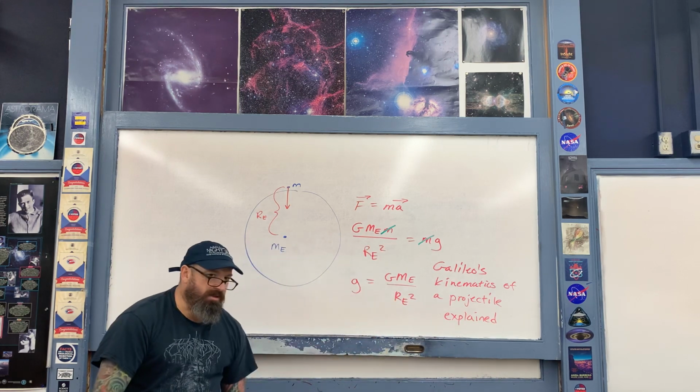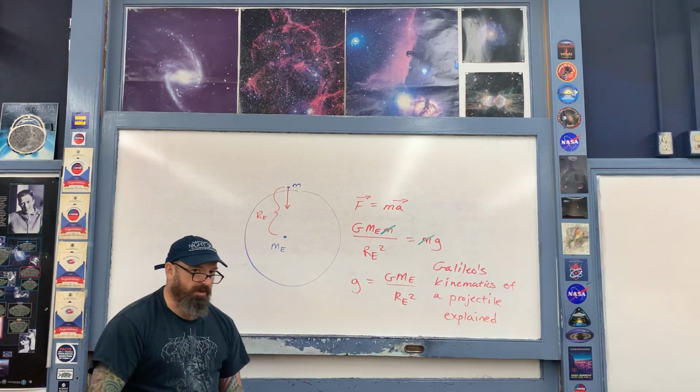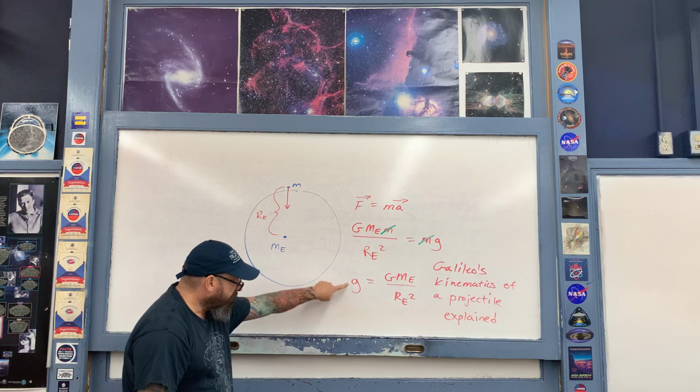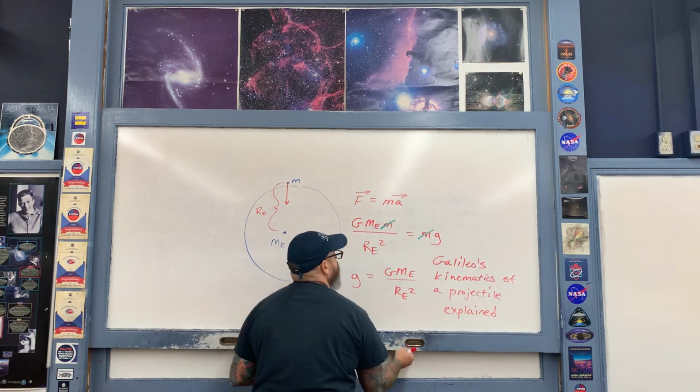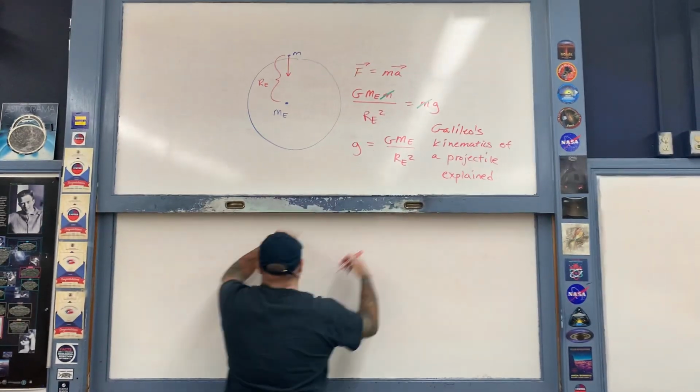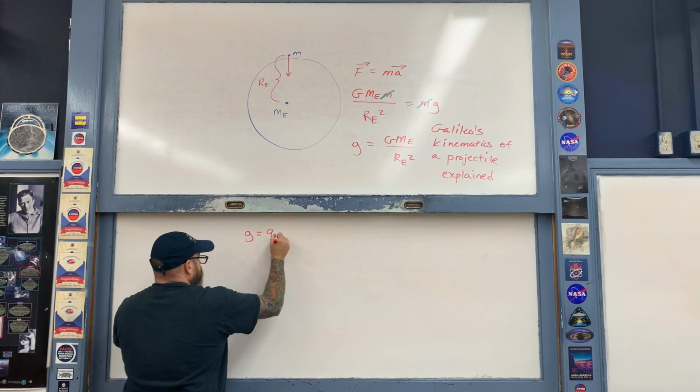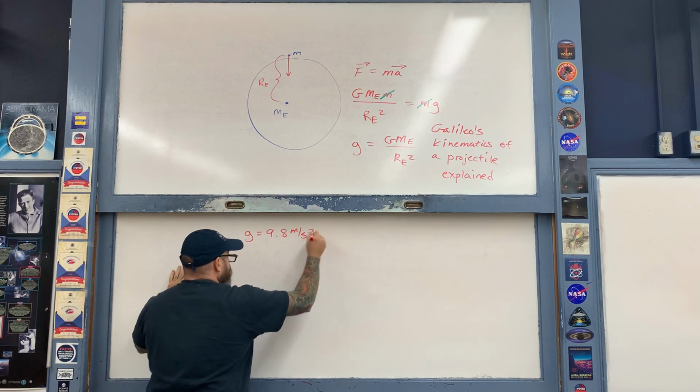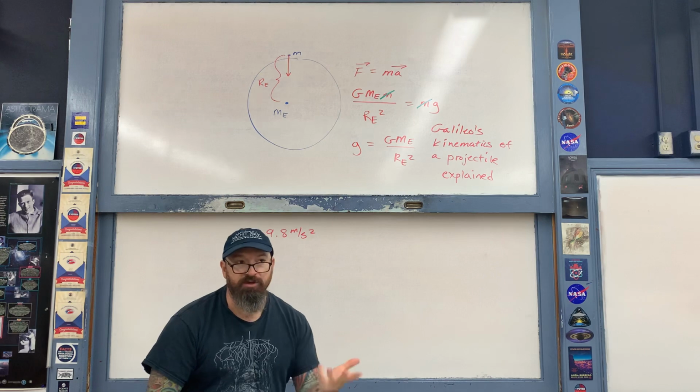Okay, now let's examine this expression here a little bit more carefully. Let's take a look at some of the numbers. For example, of course, small g. Small g is 9.8 meters per second squared. This, of course, was first measured by Galileo 50 years prior to Newton.